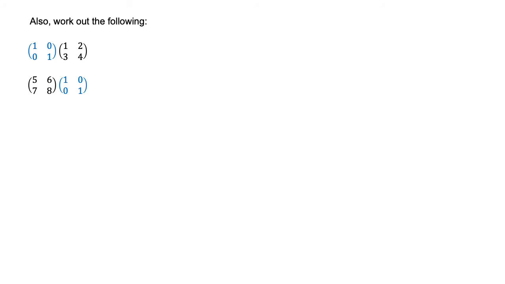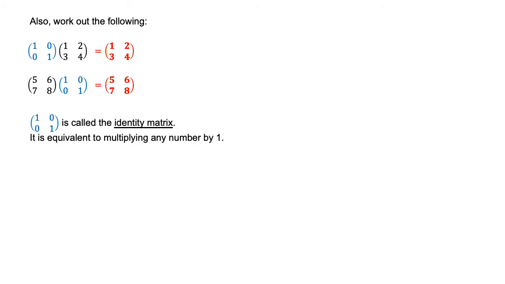Okay, so what you should have found is, if you do those multiplications, multiplying any 2 by 2 matrix by 1, 0, 0, 1, and in this case it doesn't matter which order you do it, you just get the original matrix. The blue matrix, the 1, 0, 0, 1, basically any matrix with 1s on the leading diagonal, the diagonal going from top left to bottom right, and zeros elsewhere, it doesn't matter how big, as long as it's a square matrix with the same number of columns and rows, is called the identity matrix. It is an important matrix, and it is basically equivalent to multiplying any number by 1. It doesn't change the result. So just so you're aware of this important matrix, the identity matrix.